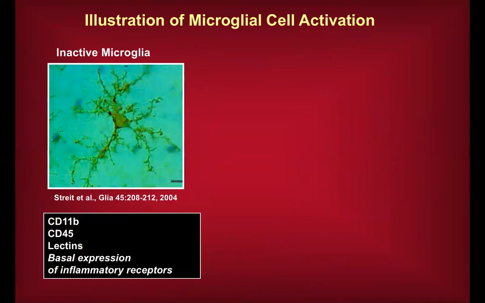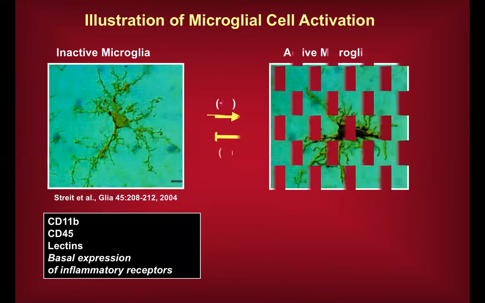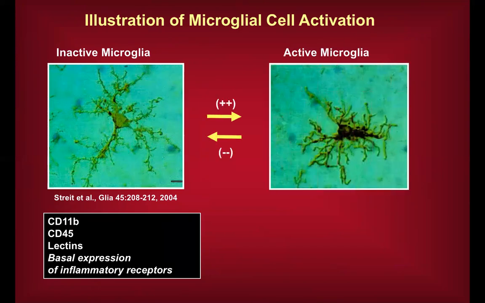And you see this. This is an inactive microglia, surveying microglia. It's expressing a lot of markers you'd find on macrophages, the CD11B, CD45, or something you'd find on a monocyte macrophage, lectins, some inflammatory receptors. And you see here, this is actually from a human brain.